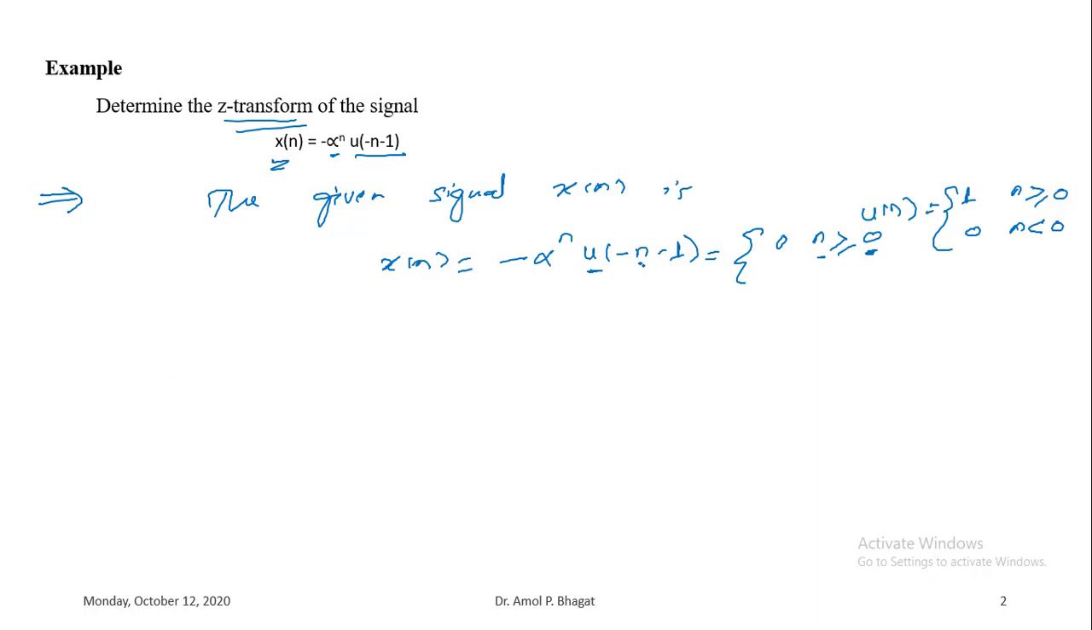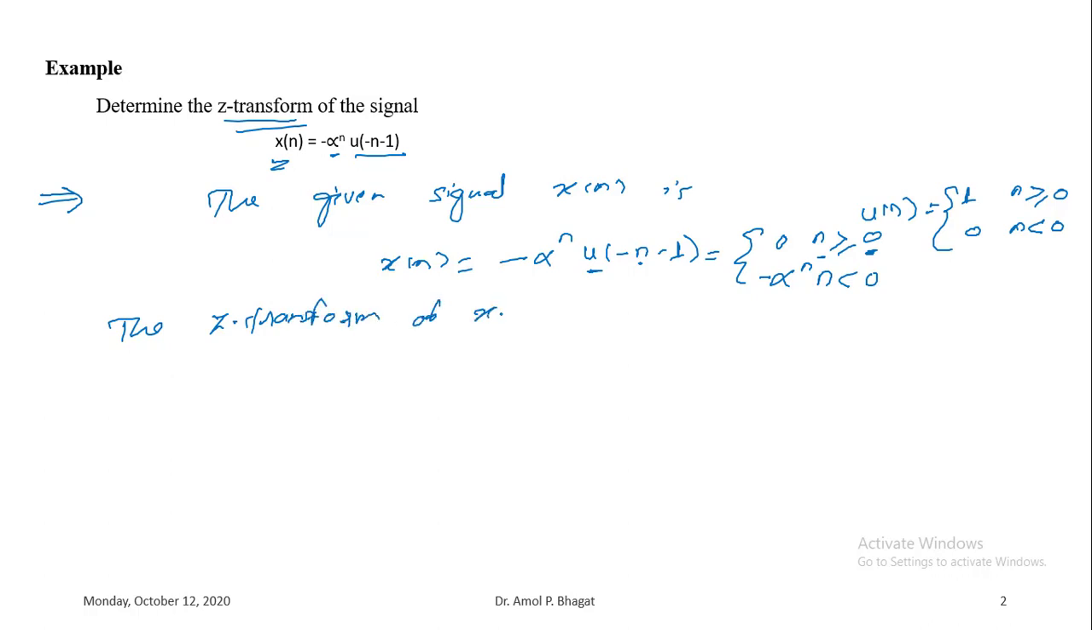And if I am substituting negative values of n, that means n equal to minus 1, so minus minus is plus, so 1 minus 1 will be 0, and u of 0 is 1. If I am substituting minus 2, so minus minus 2 will be plus 2, so 2 minus 1 will be 1, and u of 1 will be 1. So for negative values of n, this value will be 1. That means this x of n will only exist for negative values of n, that is, for n less than 0. So for n less than 0, the signal value will be minus alpha to the power n.